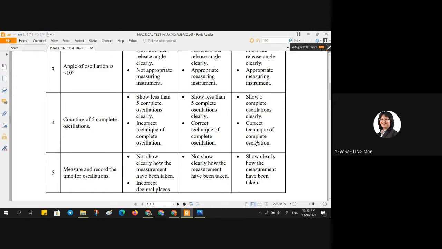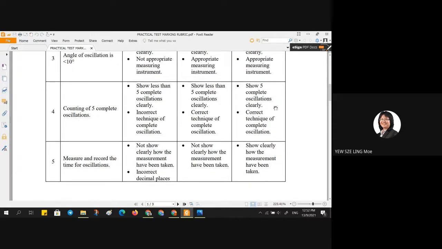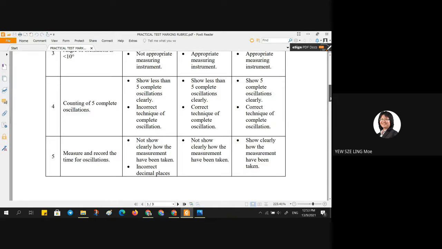So this one must be video, because it shows the process, how you take the reading, whether you do the correct counting or not. But you don't have to do it for all lengths. You just need to do it for 40 cm length. Don't do it for all lengths.